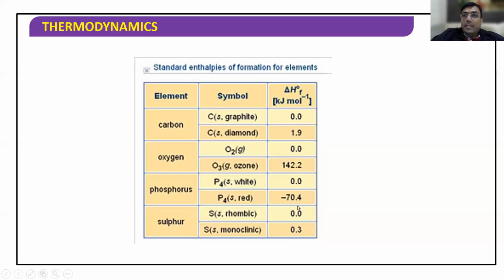So when you are preparing SO2, sulfur plus oxygen gives rise to SO2. What are you going to use, monoclinic sulfur or rhombic sulfur? Rhombic, sir. Yes, you have to use rhombic. Similarly, in the preparation of methane, you have to use graphite. For any carbon compound, you have to use graphite, don't use diamond.